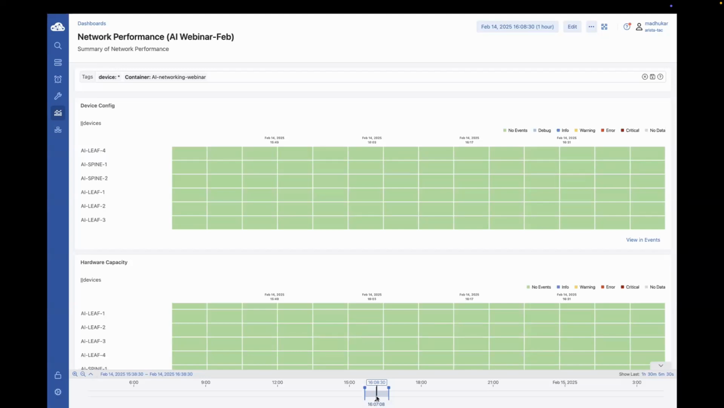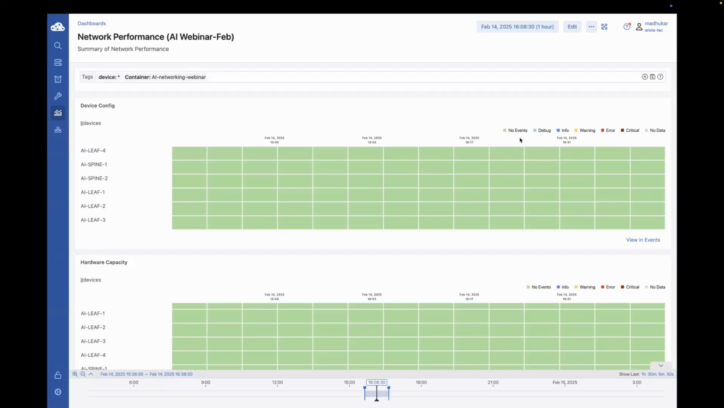As we can see here, we see a bunch of green tiles. These green tiles are basically network events for the respective devices in a given time frame. Depending upon the color scheme of these tiles, we'll know what type of event is taking place at a given device at a particular time. For example, if it's all green, that means there are no events taking place on any of the leaf and spine devices during the time of the issue.